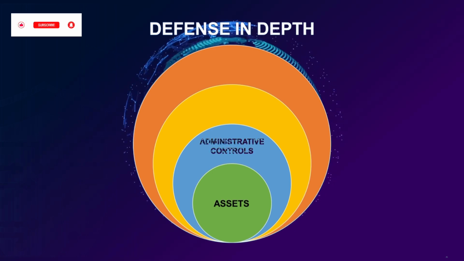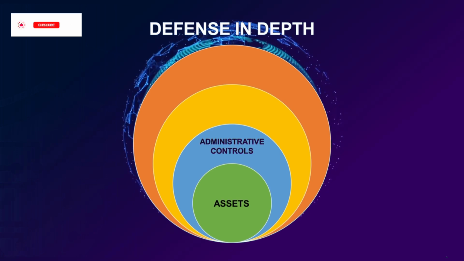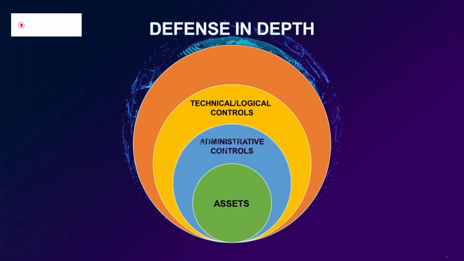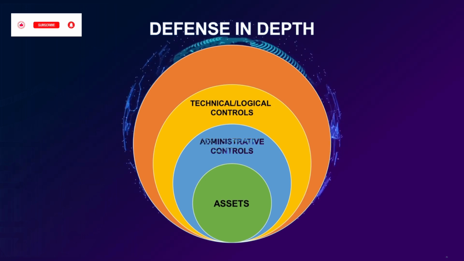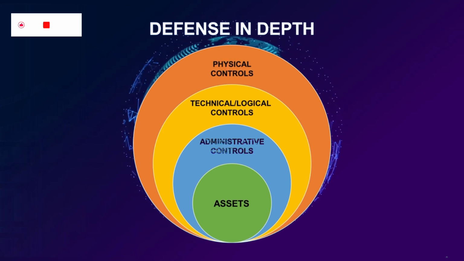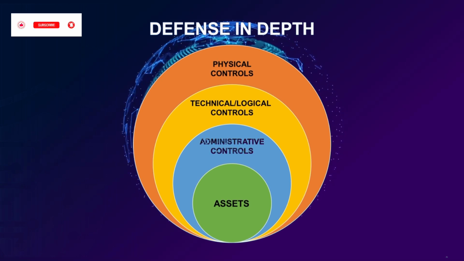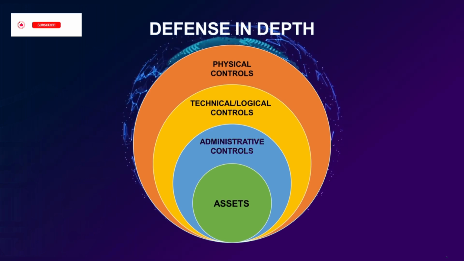Then we also want to take a look at technical and logical controls, how we can technically and logically protect that asset. Then lastly, we focus on physical controls. How do we physically protect the assets? And within this group, administrative, technical, logical and physical, you can combine them with different controls that have different purposes and objectives, and that will create an effective defense in depth.